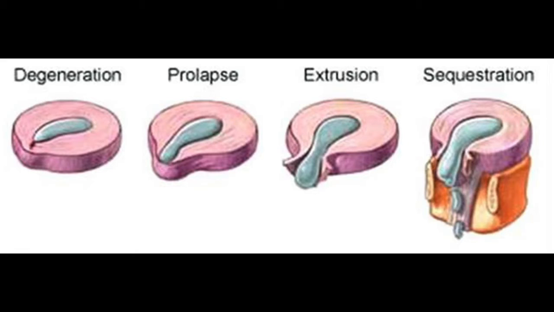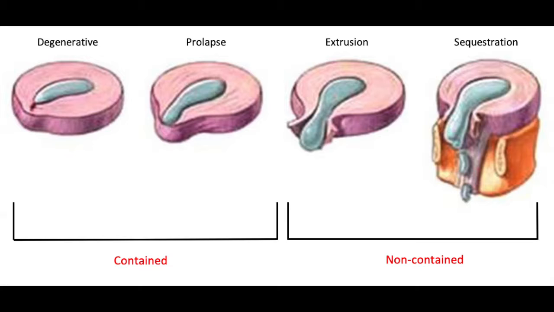So that's a little bit about the disc, and then we have different stages of disc bulging. I'll go through each one individually. So we start off with a degenerative disc leading up to a prolapsed disc. Essentially, stages of disc herniation can be separated into 2 categories. You either have something that is contained or non-contained, or herniated is the other word for a non-contained disc bulge.